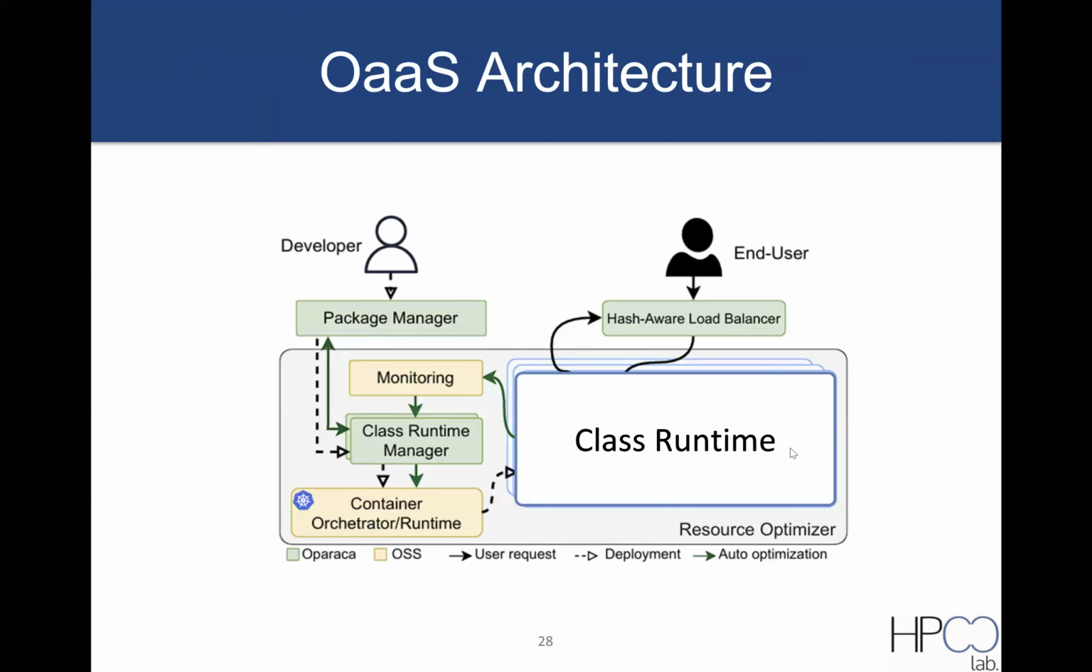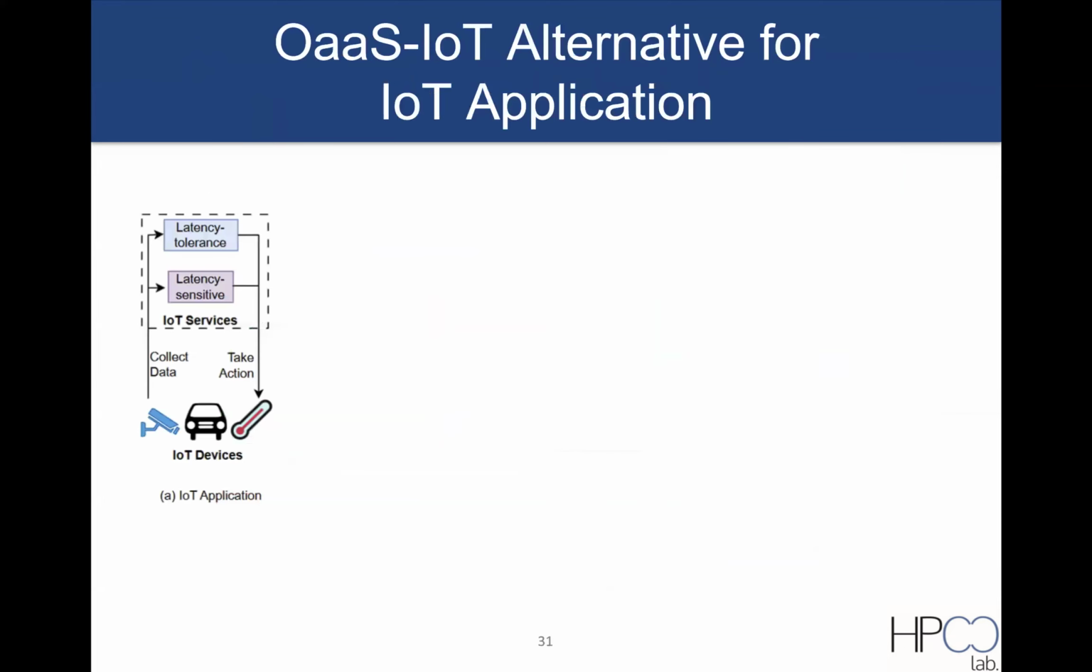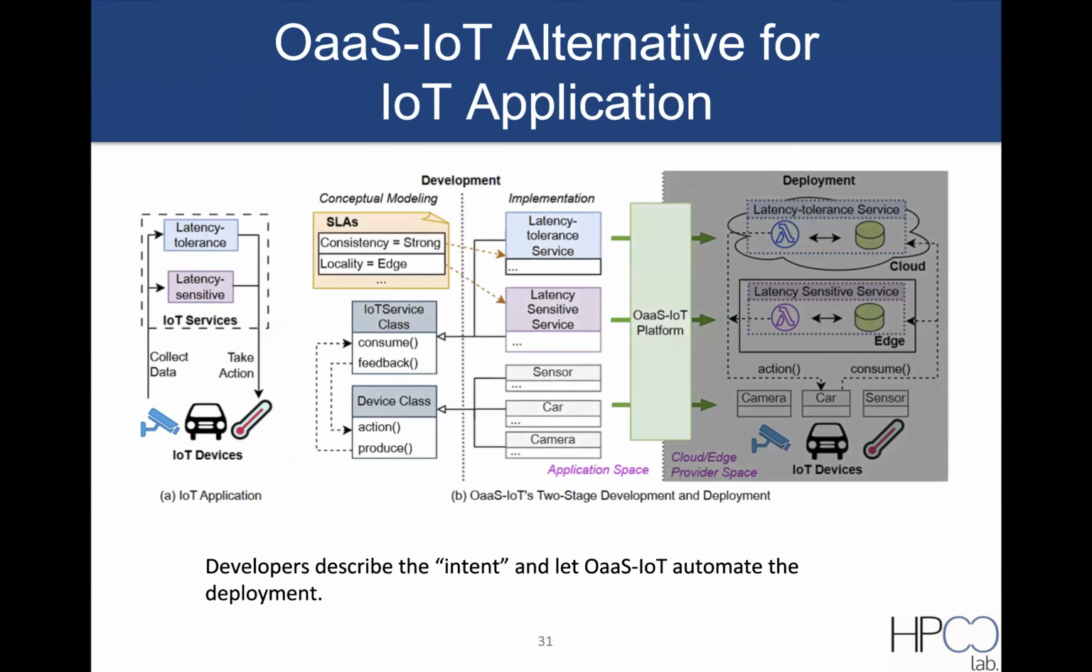So the architecture of this OS is basically that we have a developer who writes the code and sends the package to the package manager, and then everything becomes deployed as the class runtime. So we can see that we deploy both on the edge and cloud.